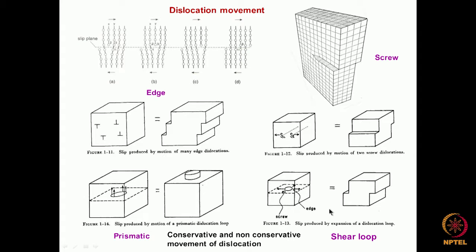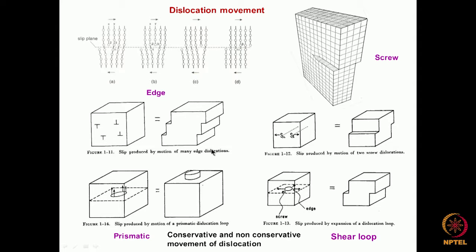Another thing which one should understand is conservative and non-conservative movement of dislocation. In the cases which we have considered so far, when the dislocation moves in the slip plane, both the screw and the edge dislocation, and comes out of the sample surface, the volume is being conserved. When the volume is being conserved, this sort of movement of dislocation is called conservative movement of dislocation.